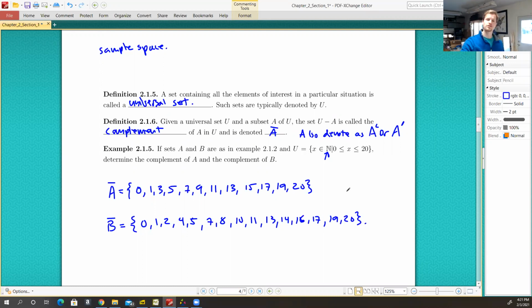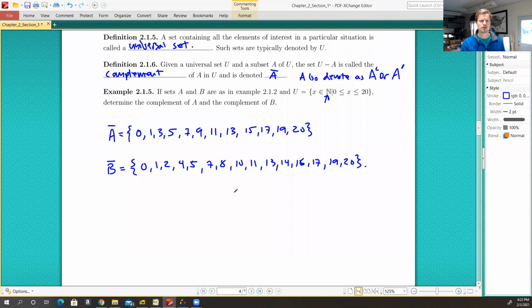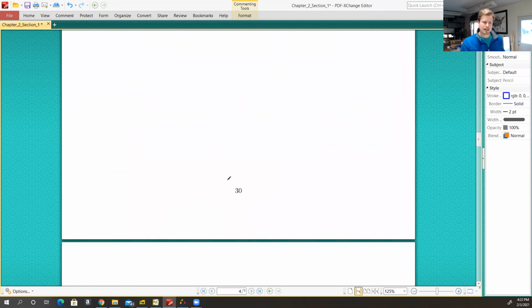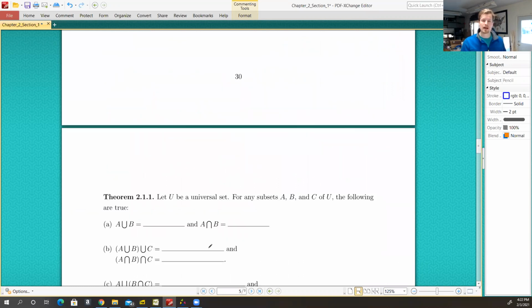So there's a couple different ways that you can look at complements, of course, by definition, but we also give kind of a description of the numbers that are in the set. A is the evens. So A complement would be the things that are not even. Of course, we include 0 and 20 because 0 and 20 are not in A. All right, so I think that's pretty good. And we'll pick up on this theorem in our next video. So set operations, we're all set there. We'll move on in our next video.